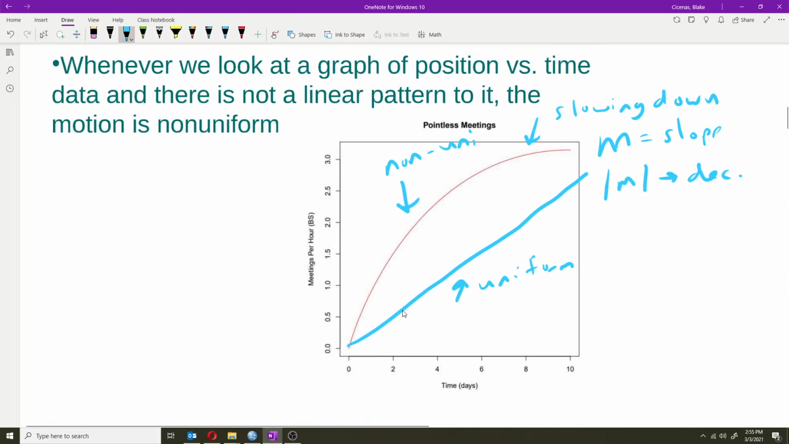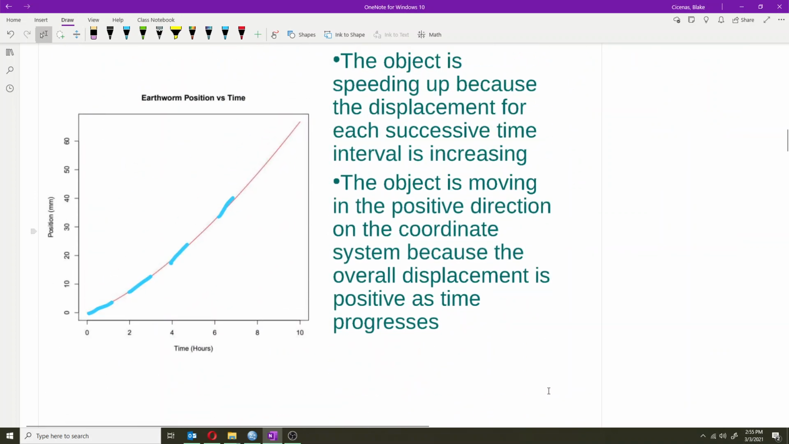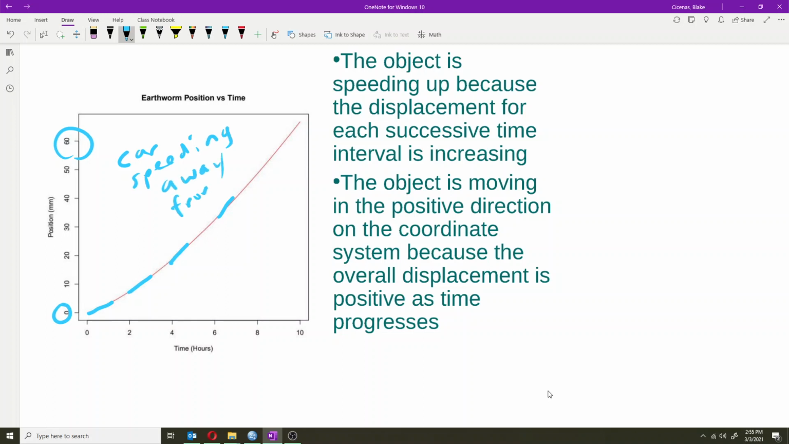Whereas in this example, the slope was pretty steep right here, less steep right here, even less steep right there, and barely any steepness there. And so that's why it's slowing down, because the steepness of the slope is decreasing. And also, the object in this case is moving in the positive direction. We know that because it starts at 0 and it's going towards, I guess in this case, 60. And so the overall displacement will be positive. So a good example of this would be a car speeding away from you, if you are the origin.